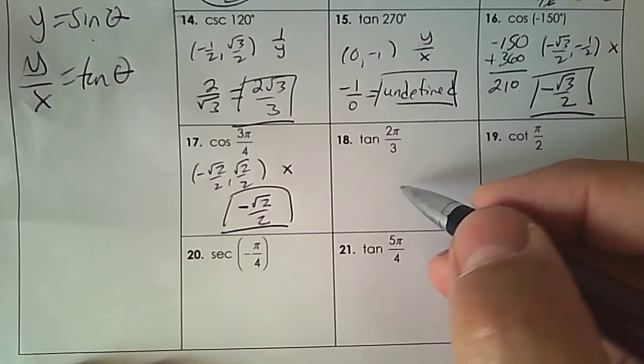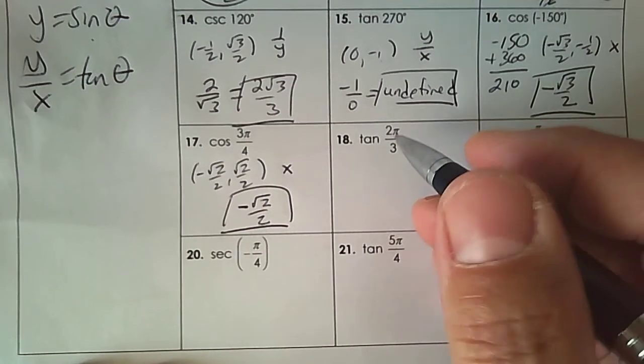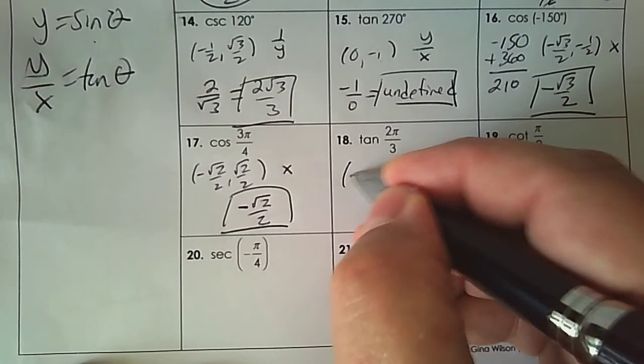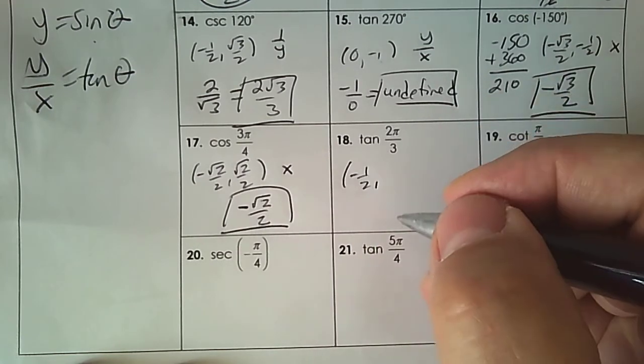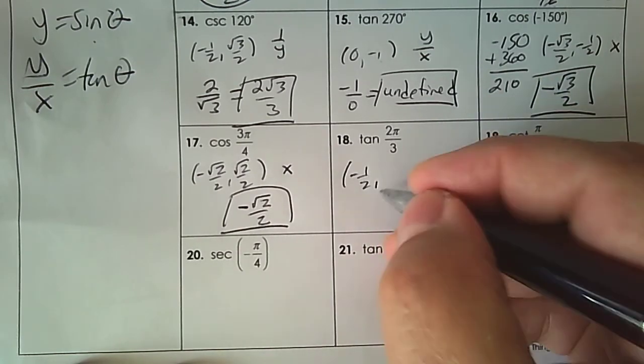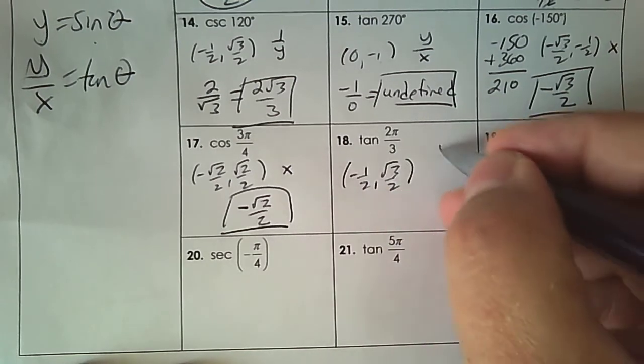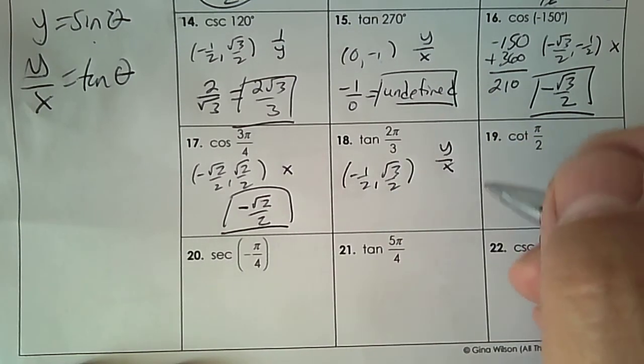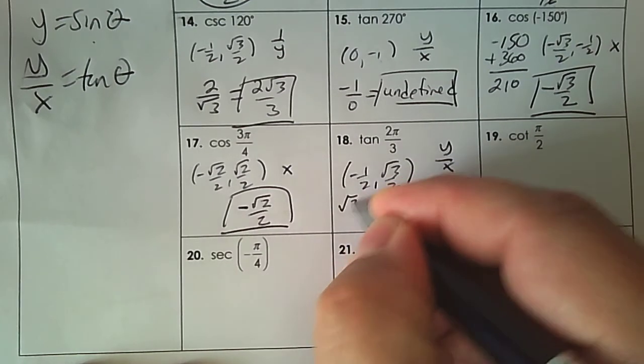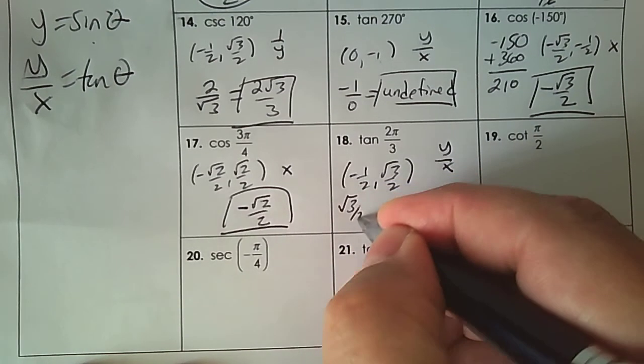Tangent at 2 pi over 3. So find 2 pi over 3. What's the point on the unit circle? Negative 1/2 and root 3 over 2. Then, what's the definition for tangent? Y over x.